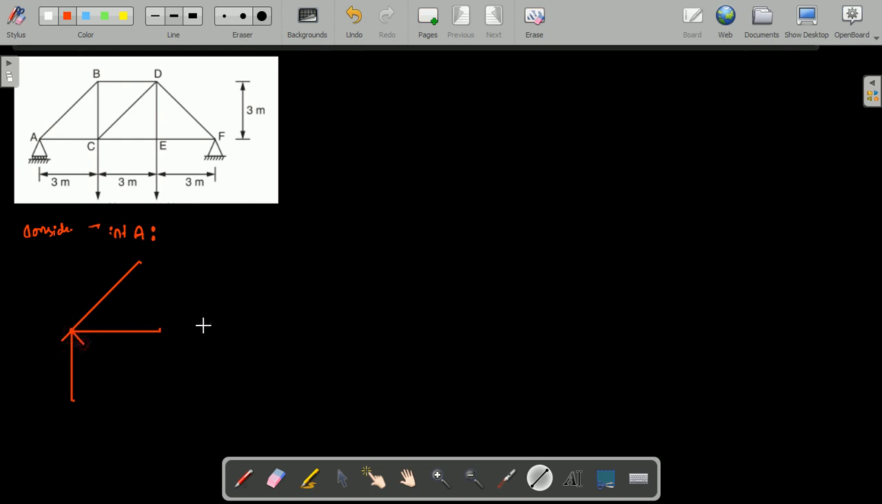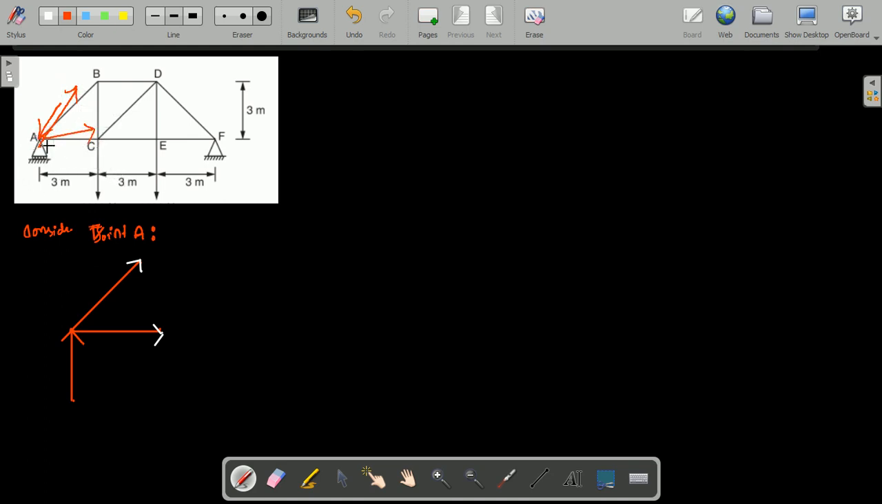Here one important thing you need to consider: whatever tension forces you are drawing, always the direction is away from the joint. That means you consider the member to be in tension. If you get a negative value, then you write that it is in compression. But at the beginning, for your calculation, you always need to consider the member moving away from the joint, that is in tension. I am considering joint A. I am considering all the members moving away from the joint, which is nothing but a tension member.